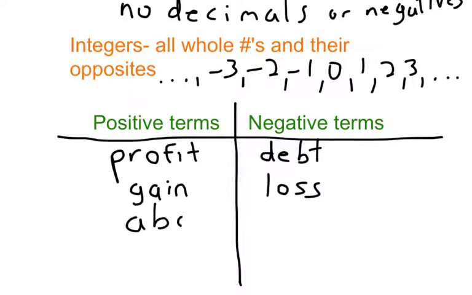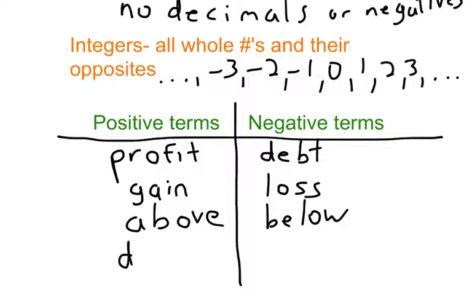If you're above sea level, we're going to use a positive number to express that, like if you're 10 feet above sea level. And then if you're below sea level, like in New Orleans, we would say that's a negative number. And sea level would represent 0.